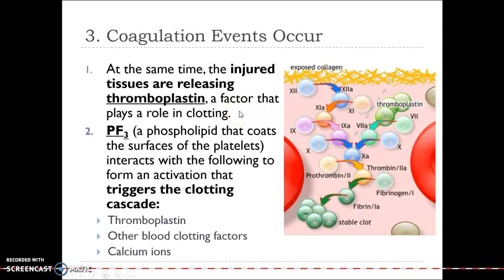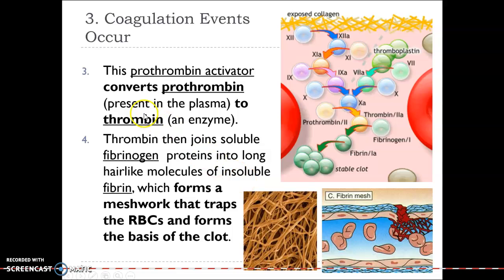So you get injured tissue that releases what's called thromboplastin. Thromboplastin has a large role in clotting. Then you have phospholipids on the surfaces of platelets, and those interact with each other, triggering the clotting cascade, which is the thromboplastin and other clotting factors. And you have calcium that also plays a part. So you have all that going on in here. And then prothrombin activator converts prothrombin to thrombin, which is an enzyme.